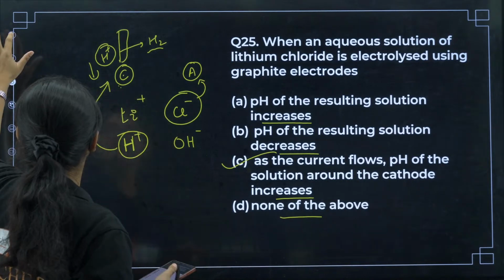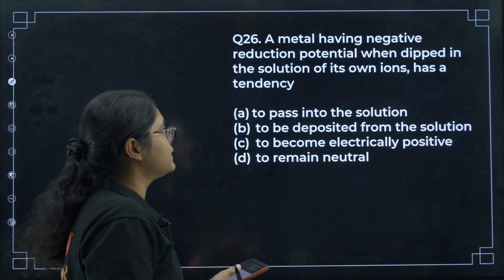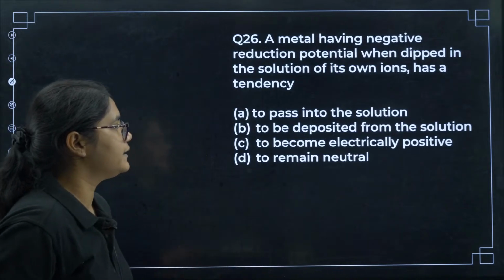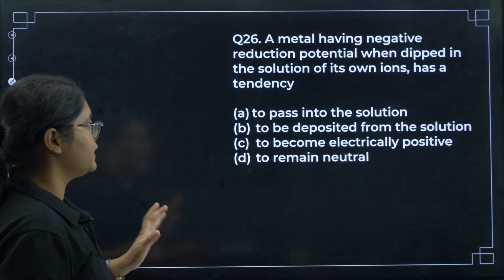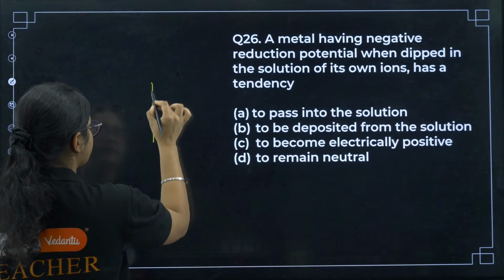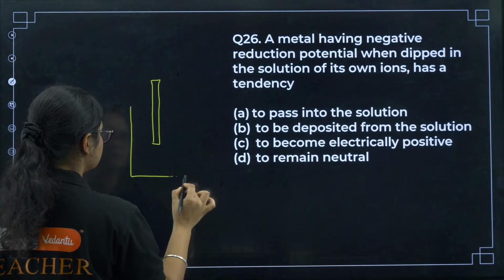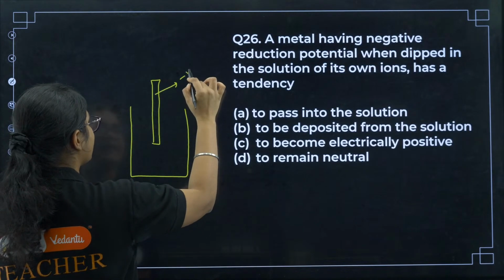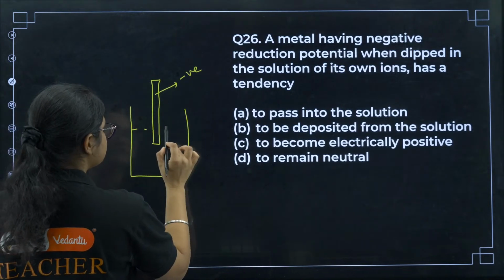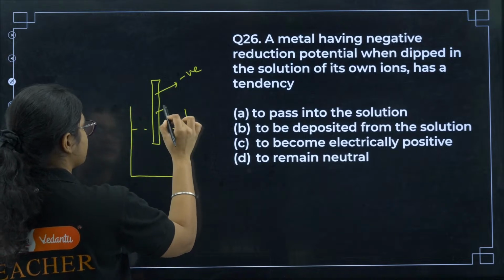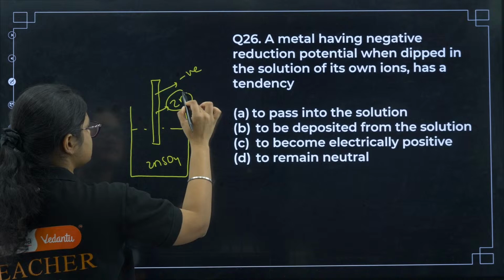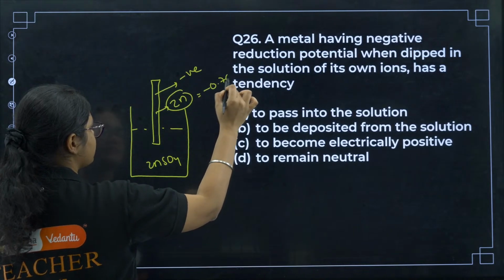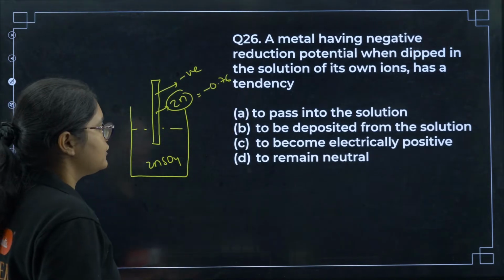Okay, moving to the next question. A metal having negative reduction potential when dipped in the solution of its own ions has a tendency to... Very important question. You have a rod here, it has a solution, okay? This rod has negative electrode potential, for example zinc, dipped in zinc sulfate. Just now we discussed zinc is how much? Minus 0.76 volt. So what will happen?